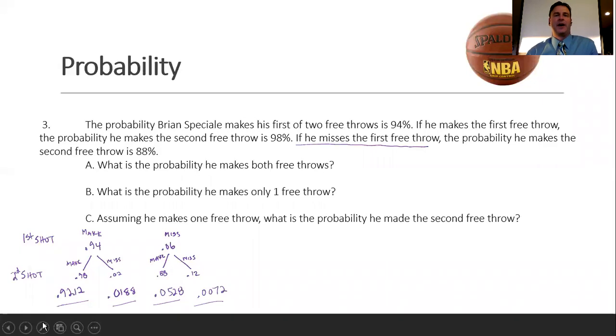All right, so the question for part A says, what is the probability that he makes both free throws? And so you found that probability. You multiplied both of these numbers together, and we got 0.9212.